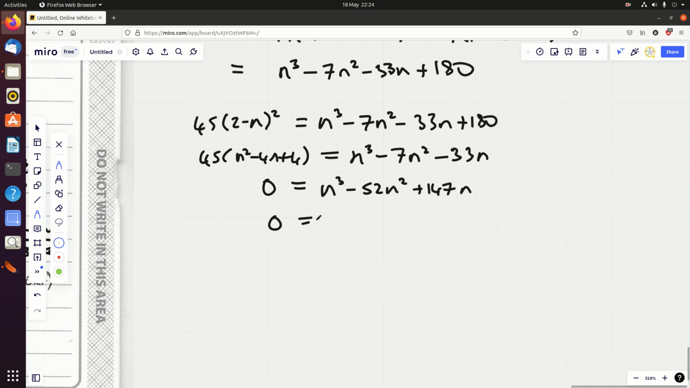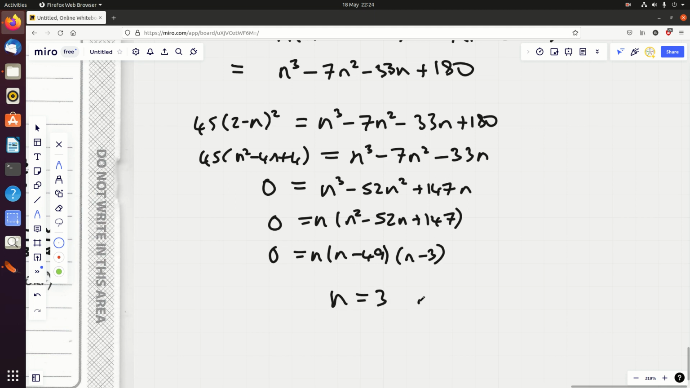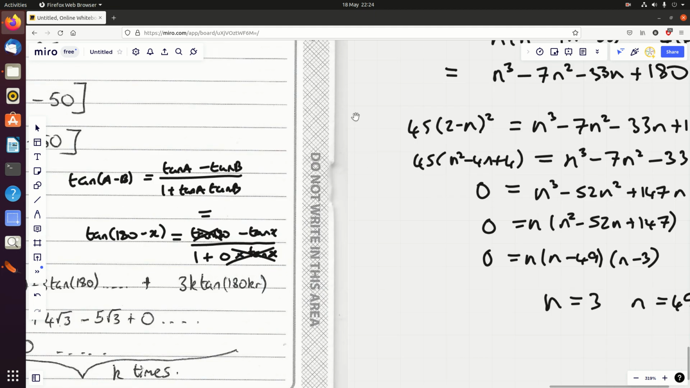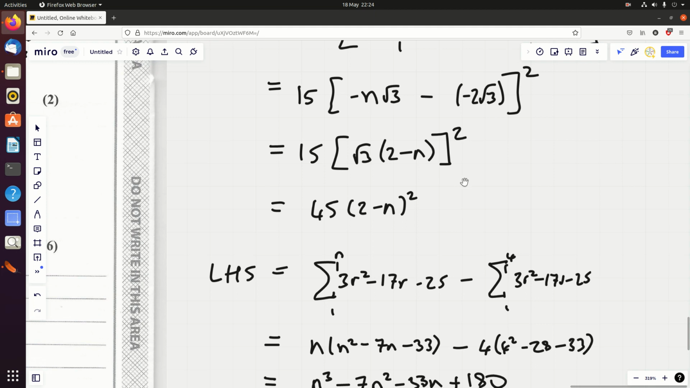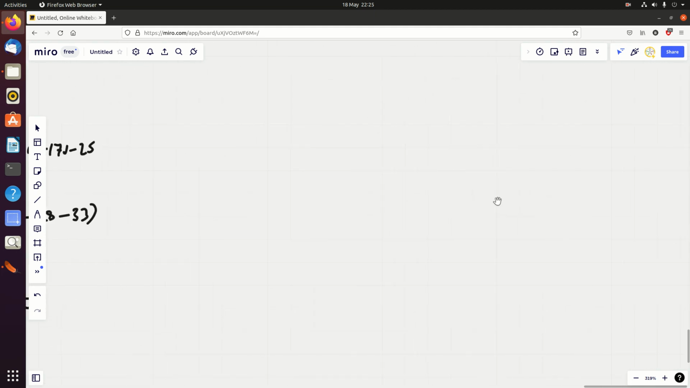Okay, take out the n, and then it's just a quadratic. Factorise: n minus 49, n minus 3. And so you could have n is 3, or you could have n is 49. I wonder if there's an easier way of doing that, if there's something else I should have spotted. Let me know in the comments if you've got a better way of doing things. Always interested in that.